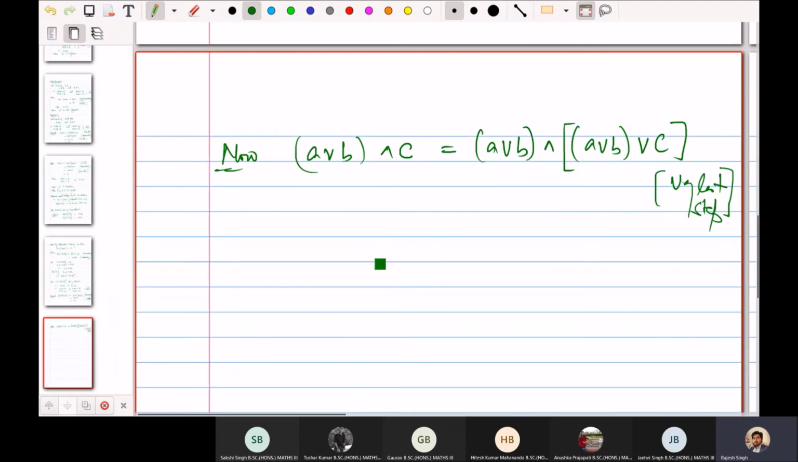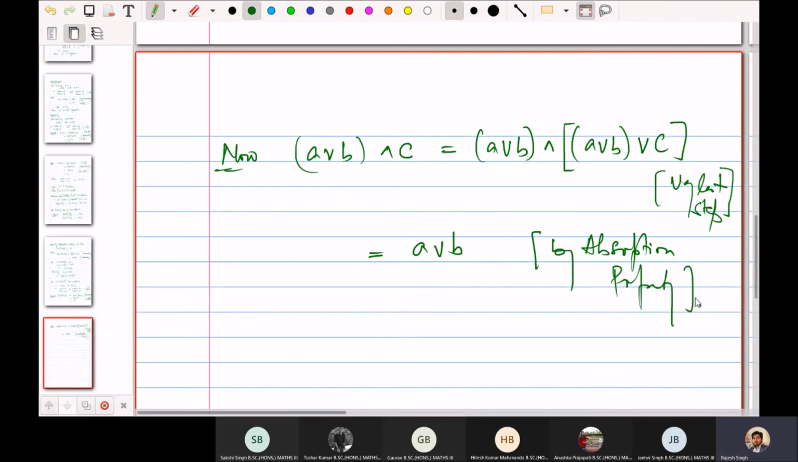Now A cup B cap A cup B cup C. So this we can apply absorption property here. So this is equal to A cup B by absorption property. Okay, देखो ये A हो गया, cap A cap cup C. So absorption हो गया. This element is this in cup this. ठीक है, so absorption लगा सकते हैं, right? Yes, are you able to understand this or not? समझ आया क्या करा हमने यहाँ पे?